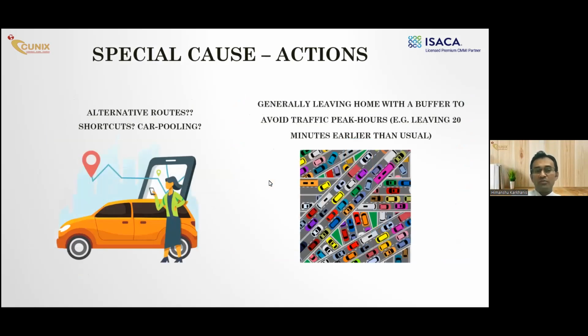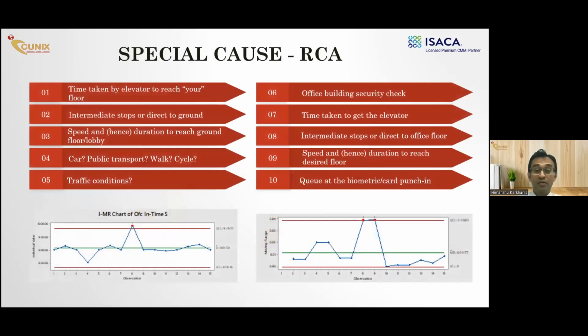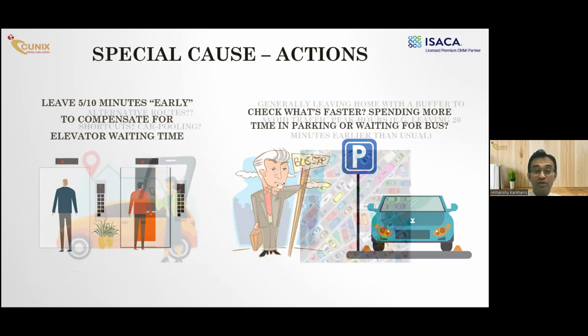Now, for example, what you can do, because with this root cause analysis, what can we do? Well, if you know that every time you have to wait for a lift, for your elevator, for 5 minutes, leave 10 minutes early, right? Check what is a faster mode of transport, maybe waiting for a bus, or what could be faster? Could it be, I would rather wait in the parking and not wait for the bus, because the bus will also have a lot of stops in between. Maybe I can use my car. Maybe I can use someone else's car, right?